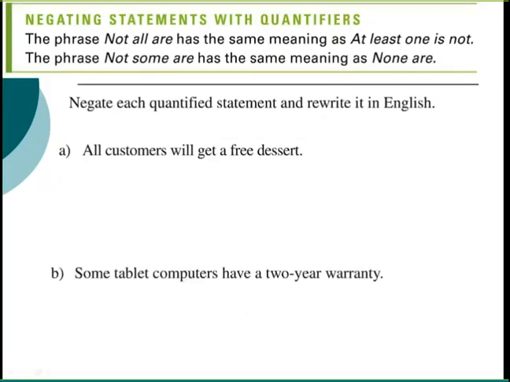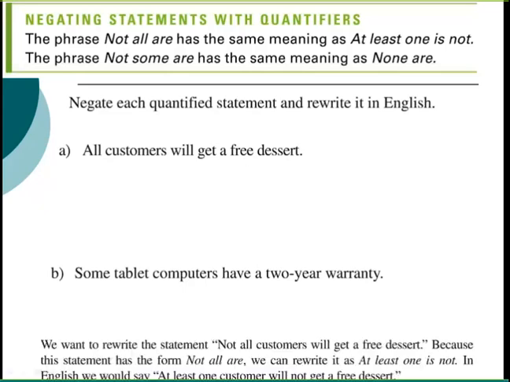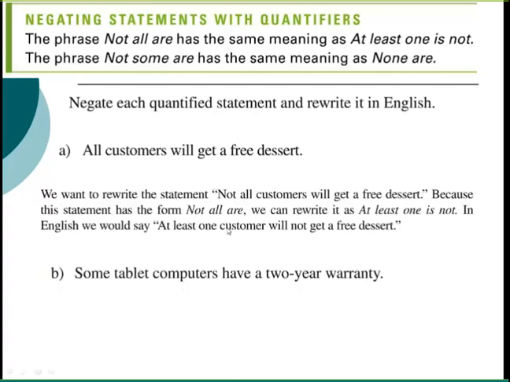Now, negating sentences with quantifiers. On these statements, we're trying to negate them, using the symbol that means not. Here we've got: all customers will get a free dessert. We want to say: not all customers will get a free dessert. That means at least one is not going to get a free dessert. So at least one customer will not get a free dessert is another way that we can say it.